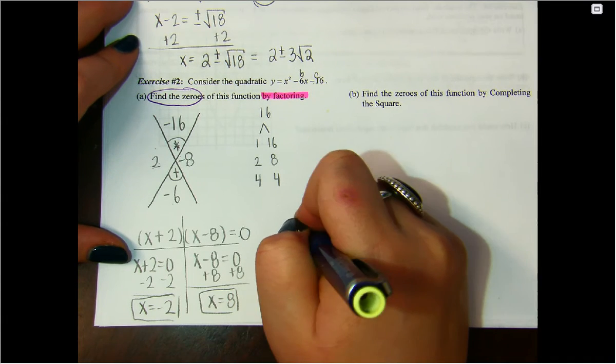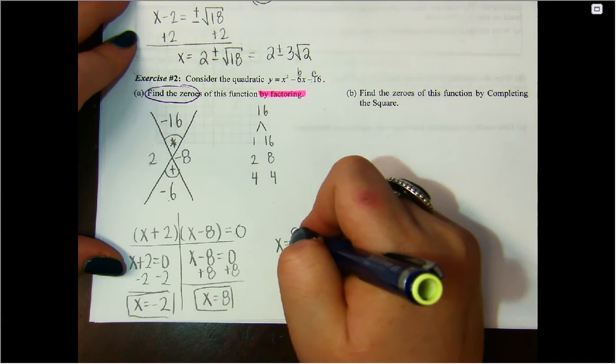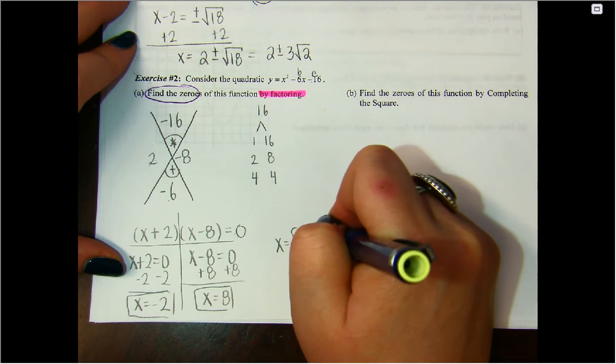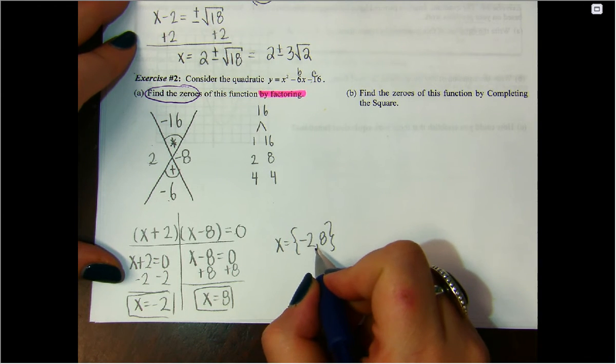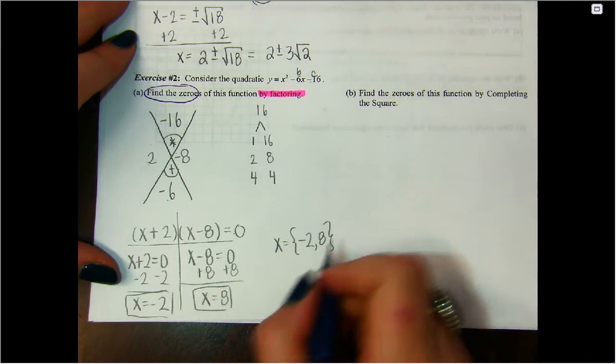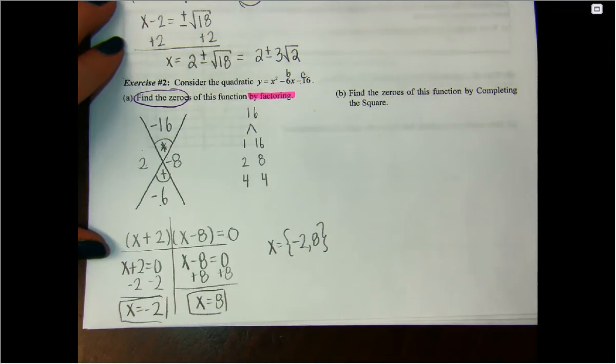You may see them like this with these little bracket things, negative 2, comma 8. Notice these are not parentheses. This is called set notation. It's a set of x's.